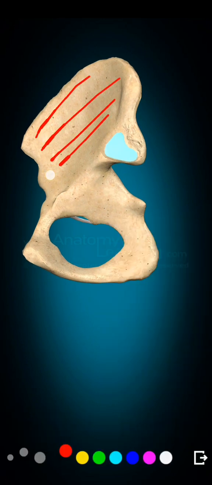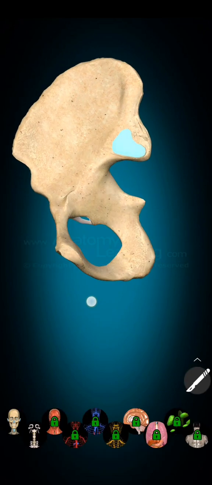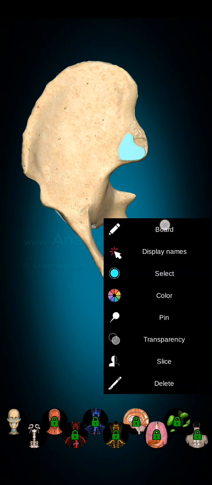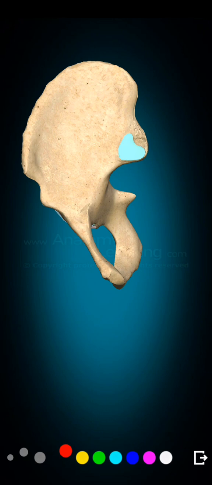Now on the other side, that is on the inner surface, this whole concave part is the iliac fossa. We have the iliac tuberosity here, sorry, it is the iliac tuberosity. Before, in the ischial part, we saw the ischial tuberosity on the outer surface, and here on the posterior surface we have the iliac tuberosity.